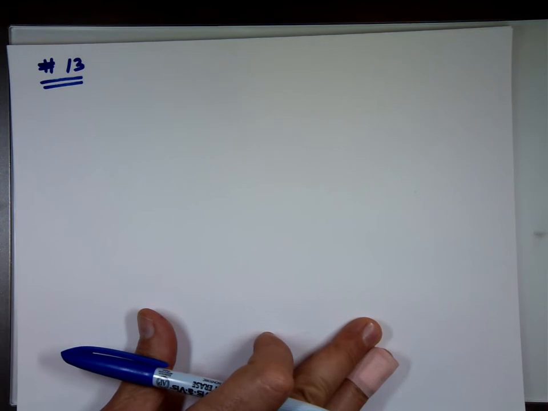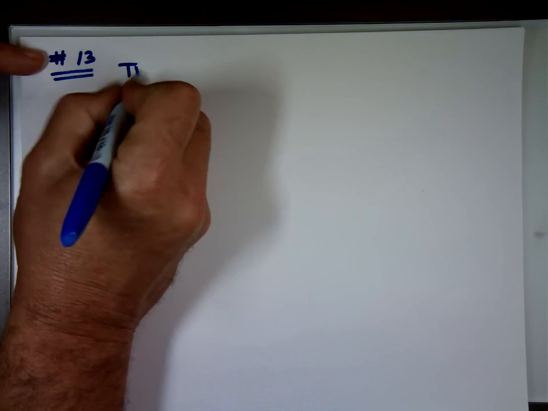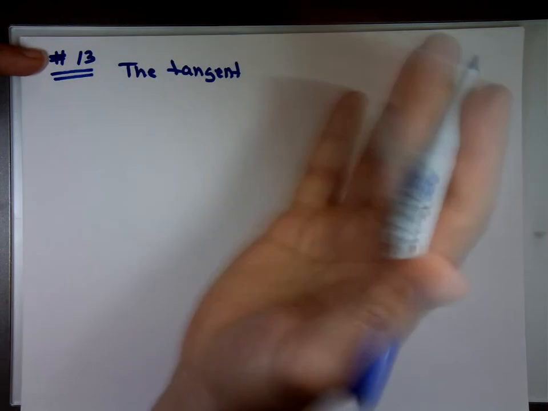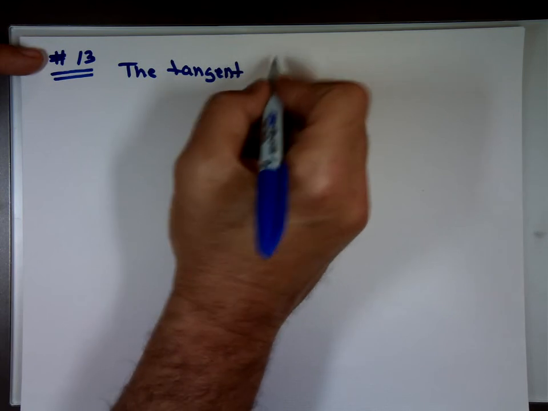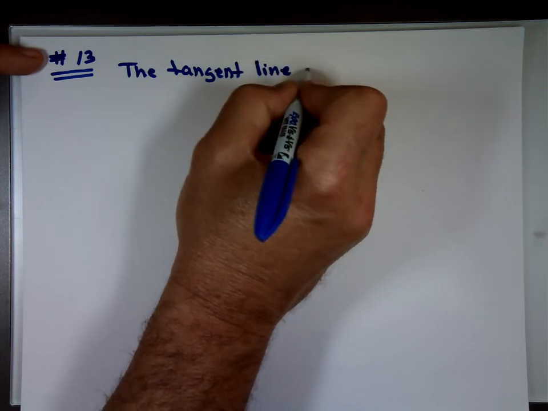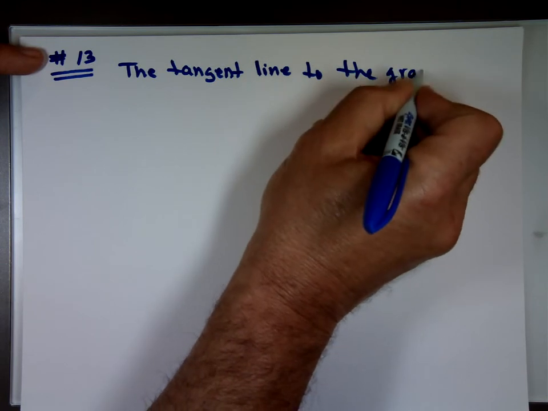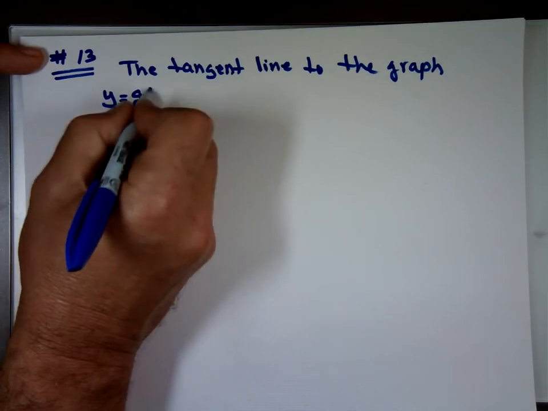The tangent line is what we have. The tangent line to the graph y equals g of x at point 2 comma 6. Let me write it down. Looks like a lot of stuff there. The tangent line. So tangent line sounds like derivative, you know. The slope of that is the derivative. But the tangent line to the graph y equals some function. They're not telling us what the function is. A function of x at point 2 comma 6.